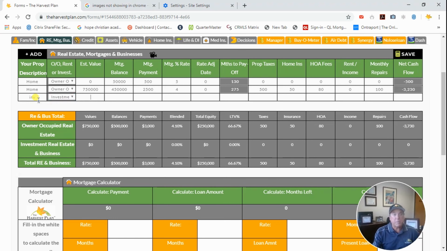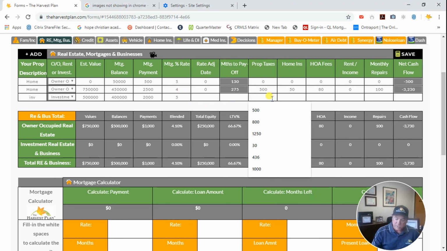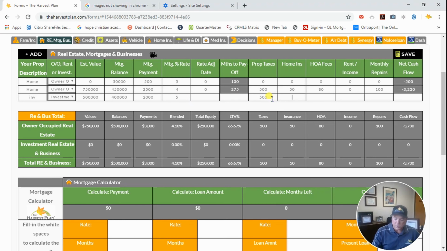We'll just call it investment property. We're going to choose it as an investment property. We're going to put in the estimated value and the estimated mortgage. If I have the exact information, I'll put in the exact. Usually there's a higher interest rate with investment properties than owner-occupied properties, and property taxes. Let's say it's $500 a month, and homeowners insurance.